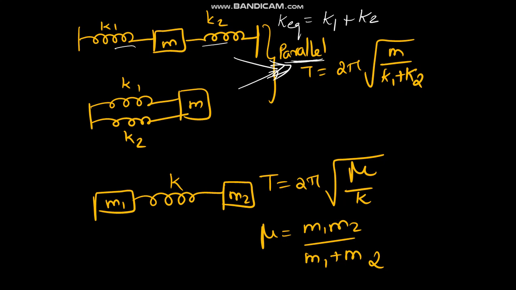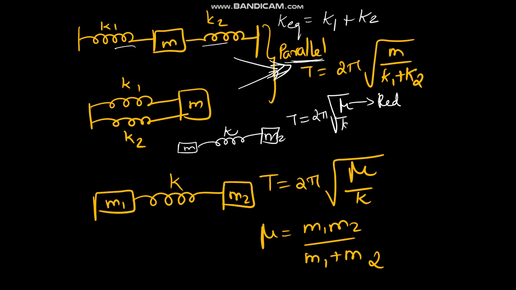And like this, if one mass is connected by a spring to another mass, and the spring constant is k, then the time period is equal to 2 pi root of mu by k. This mu is known as the reduced mass. This is a previous year AIPMT question. The reduced mass formula is the product of the masses divided by the sum of the masses. So you must remember the reduced mass formula.